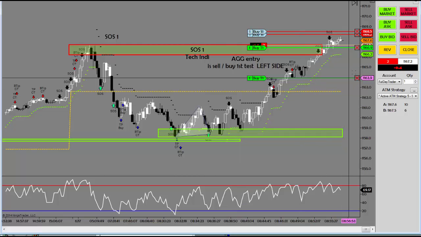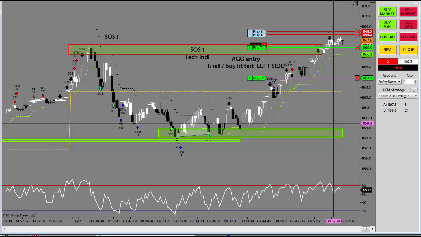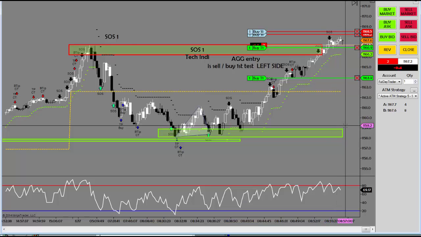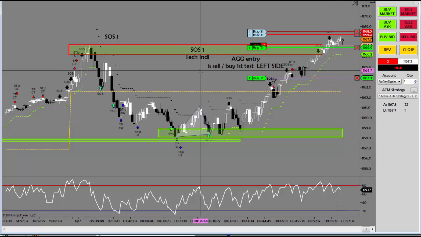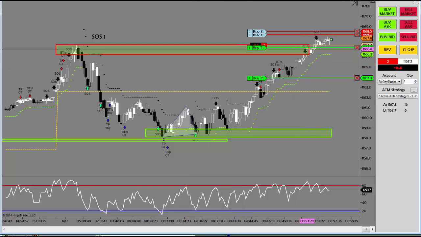Okay, so I'm going to do an adverse excursion, look to profit on partial, and that helps pay for the potential stop out there. So perfect example right there. We've got an SOS3, it's aggressive first test, or better verbiage is the left side.